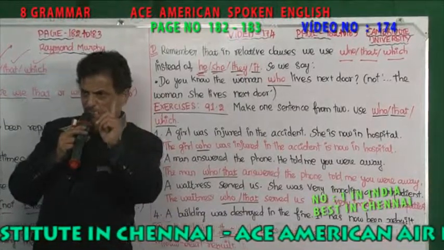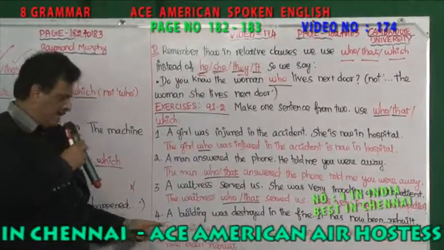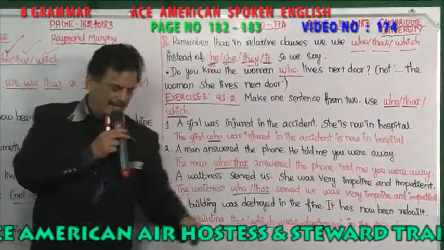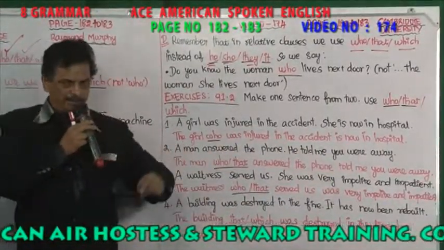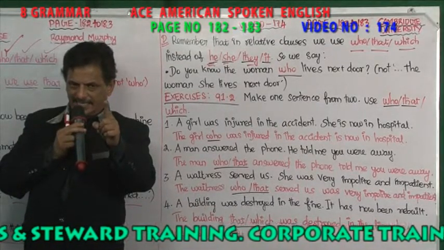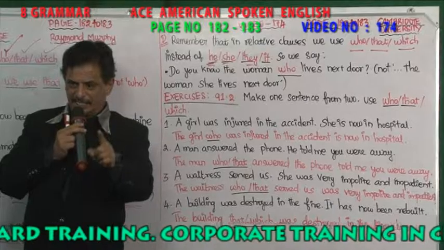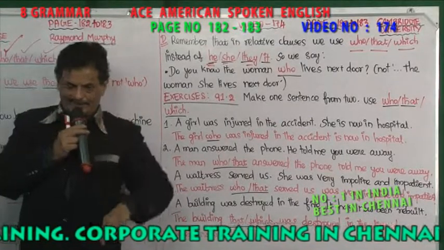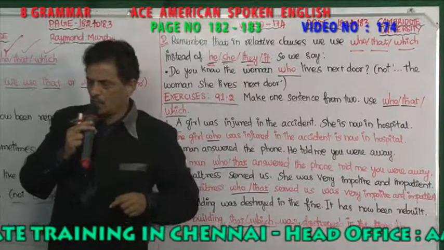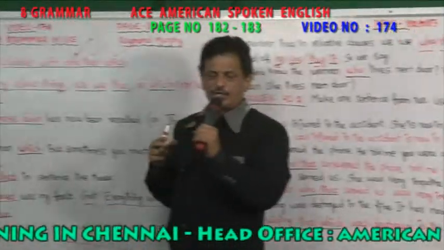அந்த எரிந்து போன கட்டிடத்தை பற்றி சொல்லுகிற பொழுது, the building that was destroyed in the fire has now been rebuilt. அந்த கட்டிடம், எந்த கட்டிடம் எரிந்ததோ அந்த கட்டிடம் இப்பொழுது கட்டப்பட்டது. which-உம் சொல்லலாம், that-உம் சொல்லலாம், ரெண்டும் சொல்லலாம். So நண்பர்களே, பேச்சு ஆங்கிலத்தில் இது மிக முக்கியம்.